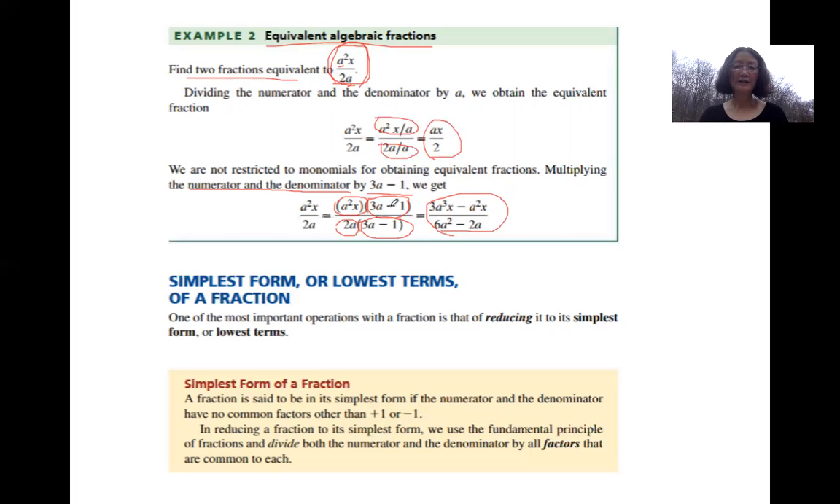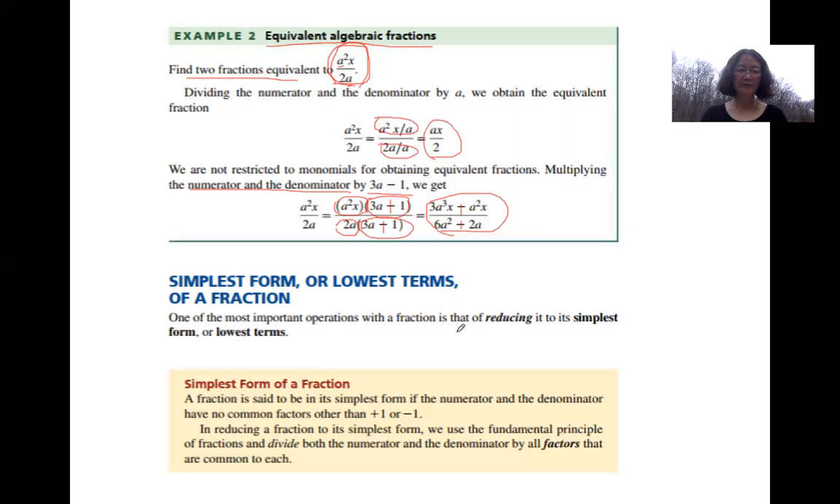Alternatively, you can use 3a plus 1 in the numerator and denominator, and this is the result. It is also equivalent to the original fraction. As you can see, you can give many equivalent fractions.